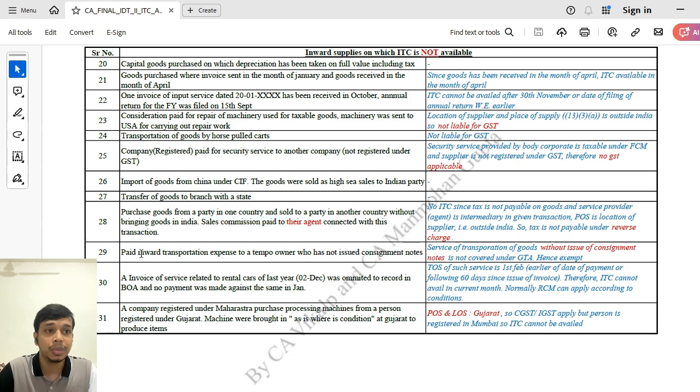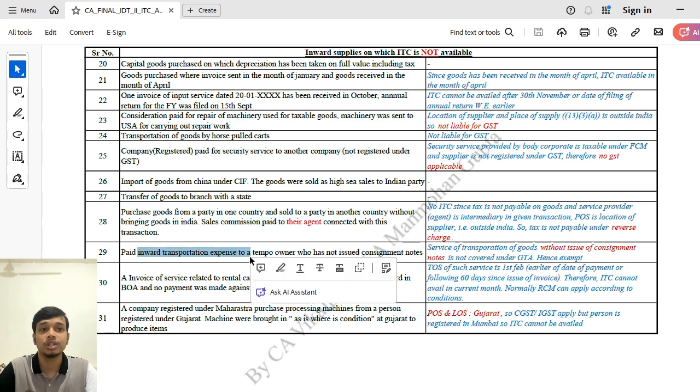Next point, paid inward transportation expense to the tempo owner who has not issued a consignment note. If consignment note is not issued, then it is exempt. In that case GST is not applicable because consignment note is compulsory in case of GTA.